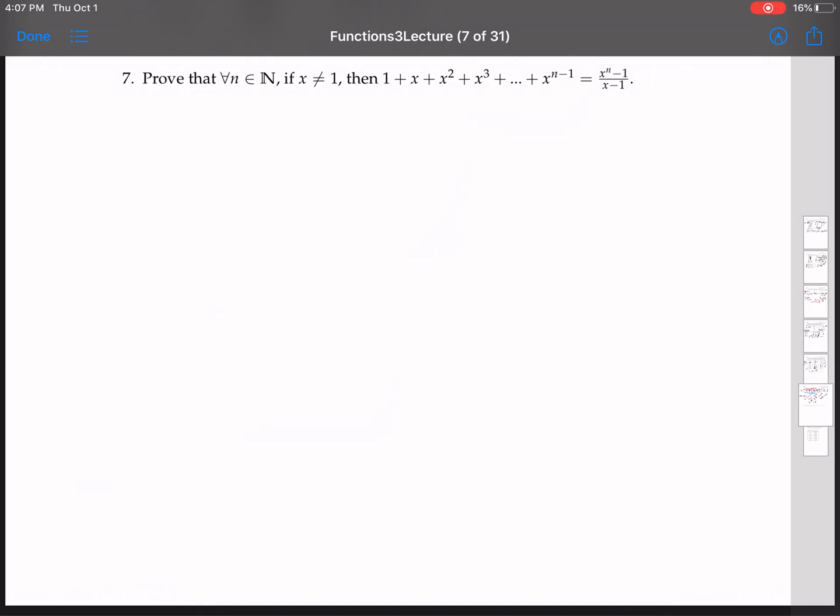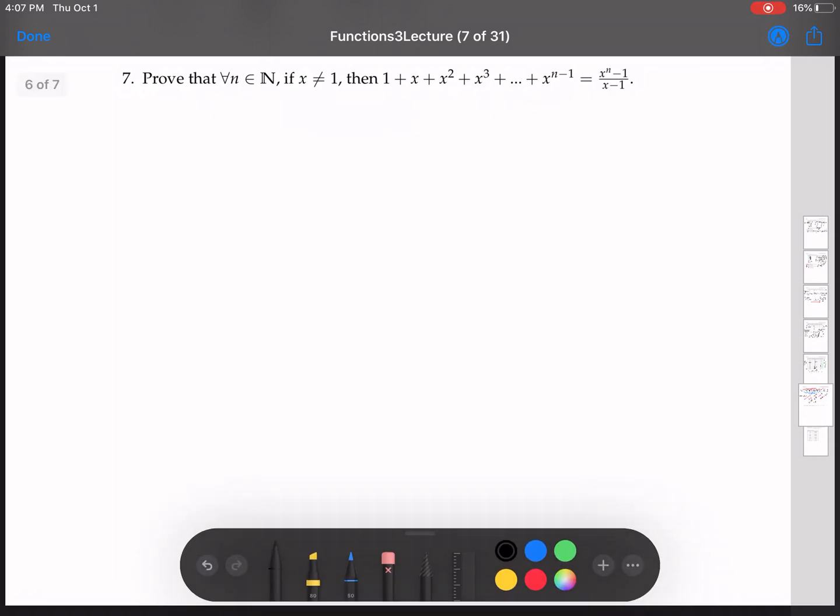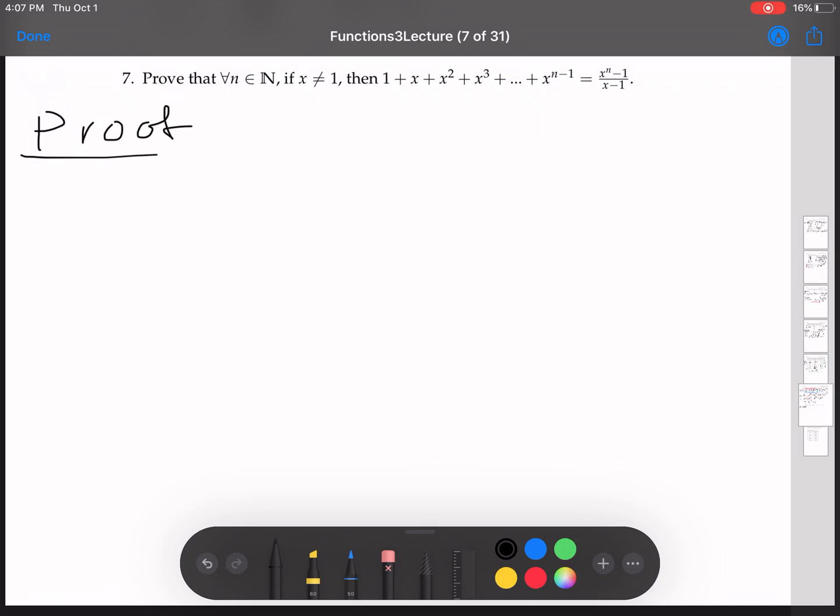All right, so now I'm going to prove this formula. This formula is correct, provided that n is a natural number and x is not equal to 1. The proof revolves around a computation, and an example of that computation was given in the previous video.